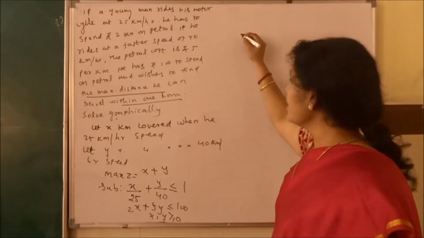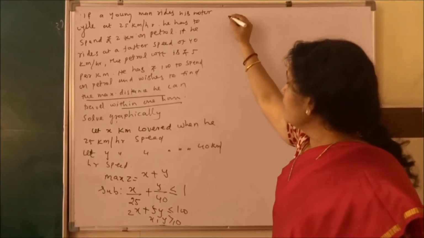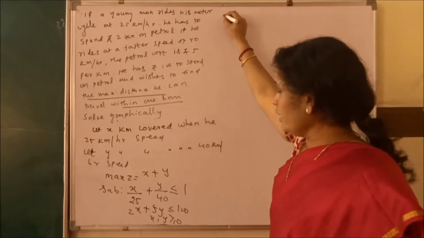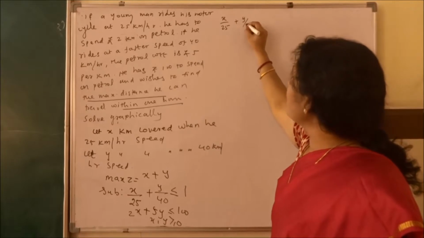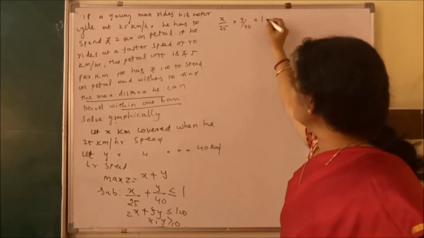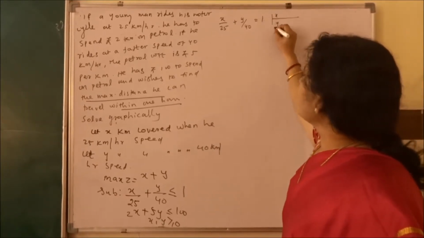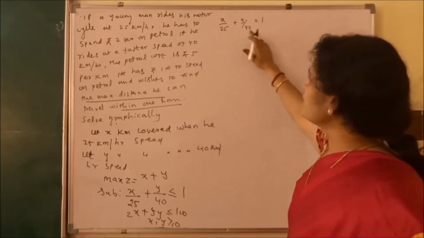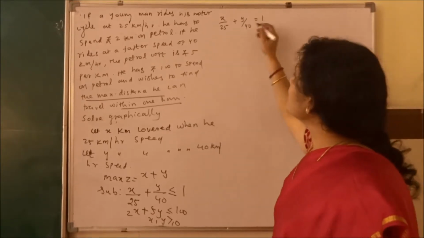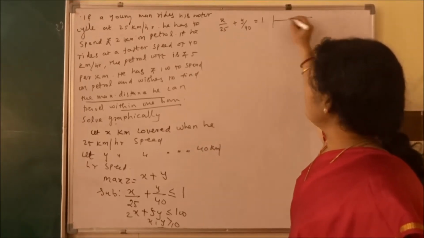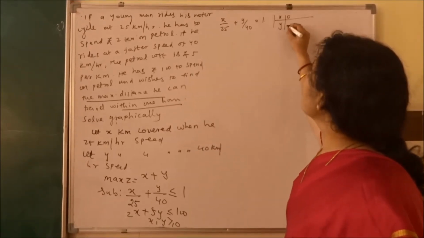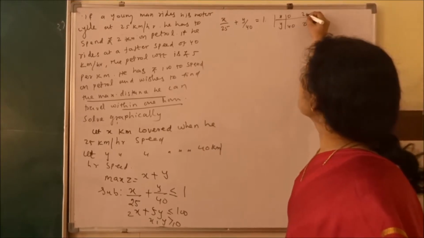So take LCM. So x upon 25 plus y upon 40 equal to 1. So the x-intercept is 25 and the y-intercept is 40. That you know about it. If I give you x is 0, y equal to how much? 40. If you want to make it a table, you can. X is 0, y is 40. If I give y 0, x is 25.